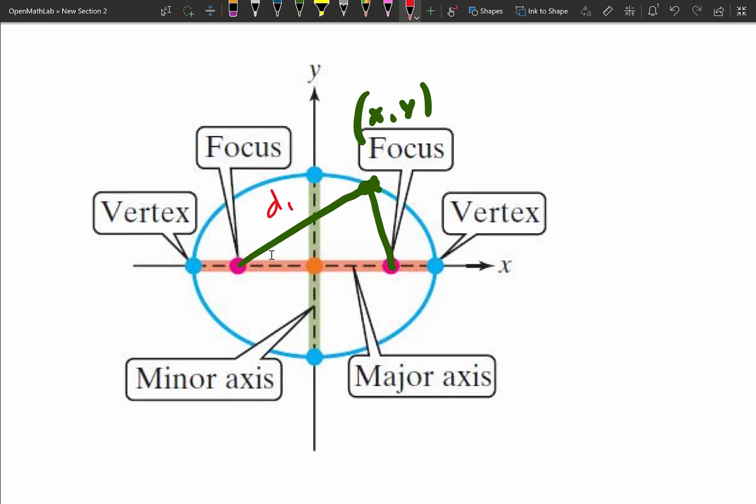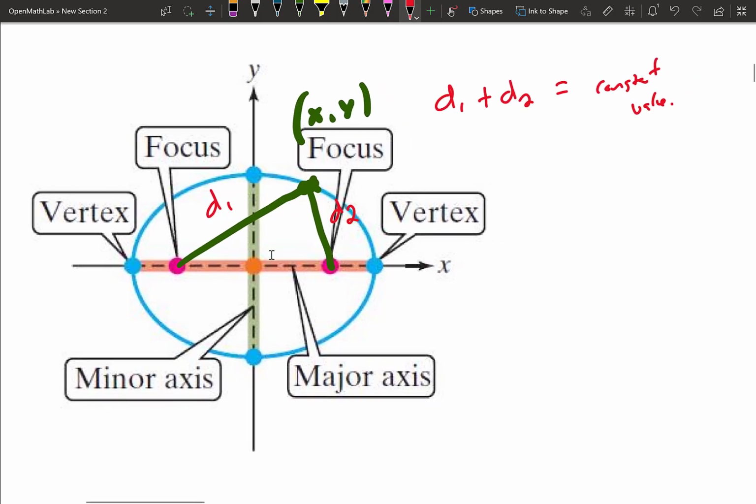This could be d1, and this is d2. So in other words, d1 plus d2 is going to be some constant value, right? You can actually go through and use this information in this diagram to construct the equation of an ellipse from this by giving some points labels. If you look in this section in the textbook, it goes through part of that proof.